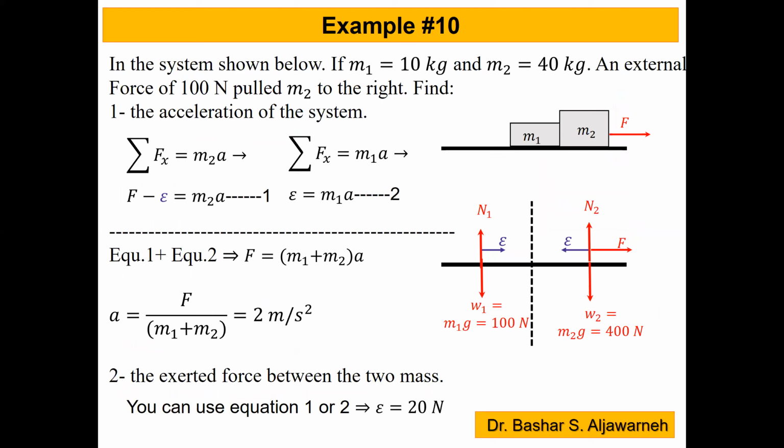Okay, another example. In the system shown below, m1 equals 10 kilograms, m2 equals 40 kilograms, and an external force of 100 Newtons pulls m2 to the right. So here the direction of the motion is already given. Find the acceleration, then find the exerted force between those two boxes. Since I have two objects, the best way is to have two diagrams, as you can see here.